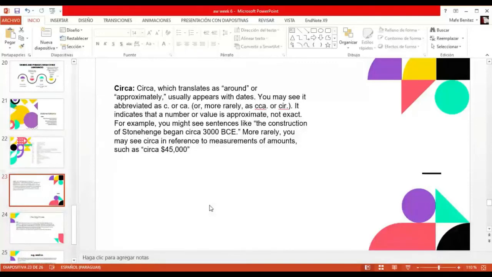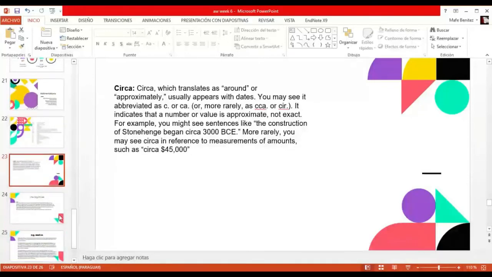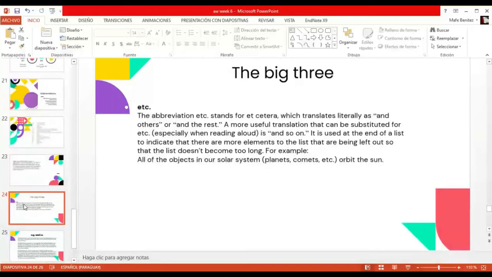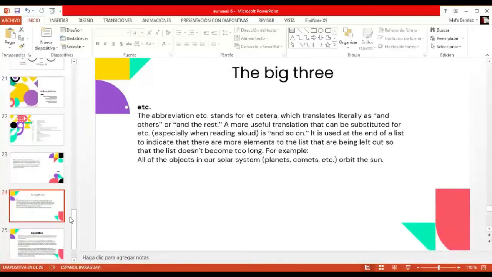For example, you might see sentences like the construction of Stonehenge began circa 3000 BCE. More rarely, you may see this in reference to measurements of amounts such as circa $45,000. Okay, so this is the big three in abbreviations.